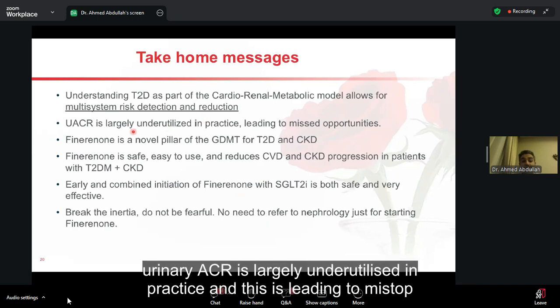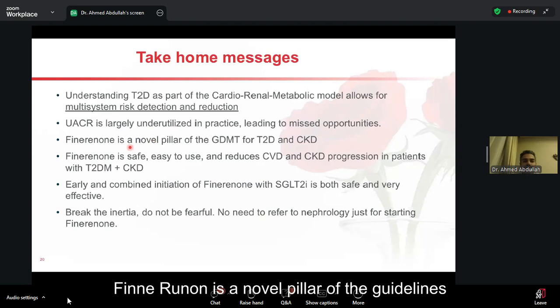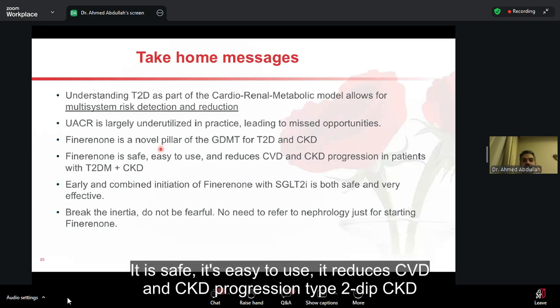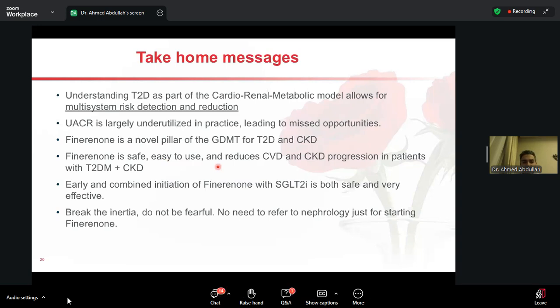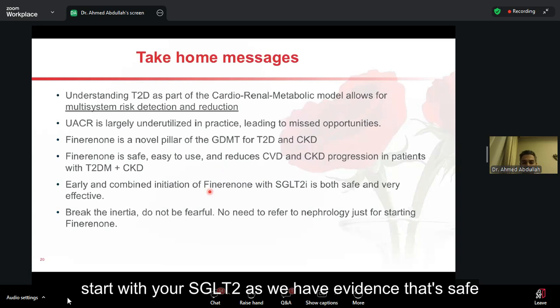Urinary ACR is largely underutilized in practice, and this is leading to missed opportunities to help patients. Finerenone is a novel pillar of the guideline-directed medical therapy for type 2 diabetes and CKD. It is safe, it's easy to use, it reduces CVD and CKD progression in type 2 diabetes CKD. You could use it as a combination therapy from the start with your SGLT2 inhibitor, as we have evidence that it's safe.